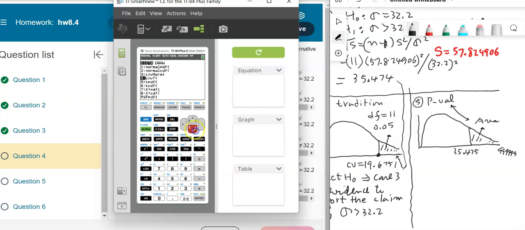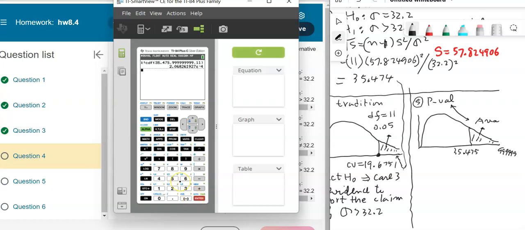To find the area, you need to go to chi-square CDF. So lower is 35.475, and then upper is 999, as many 9s as you want. And degrees of freedom is 11. Okay, hit enter, and one more time.